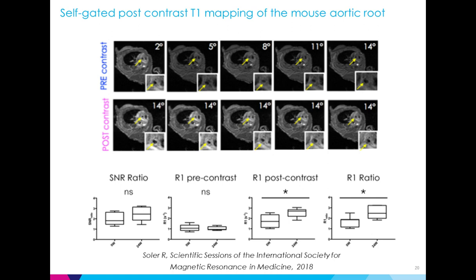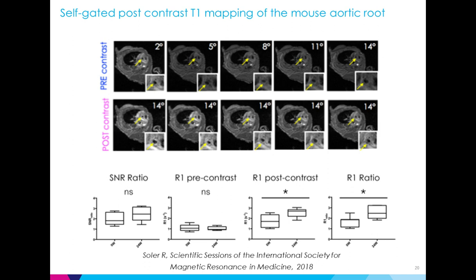You can see here some preliminary results from these data that were presented this year at the ISMRM meeting in Paris. You can see that simply looking at signal to noise before and after contrast doesn't really lead to a meaningful difference between young and old mice. This is what the two bars represent. You can see that between young and old mice, the T1 pre-contrast is basically the same.